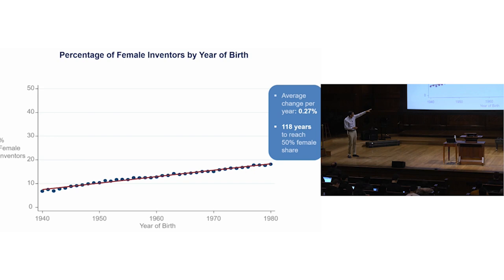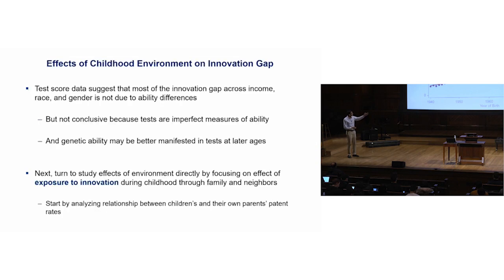You can see that this is clearly going up steadily over time. It's almost perfectly linear. But if you look at the rate of growth, the average change in each year is 0.27 percentage points. So it's going to take another 118 years to reach gender parity in innovation in the US, okay? So to get to a 50-50 share, right? It's incredibly slow progress in closing the gap in innovation by gender.